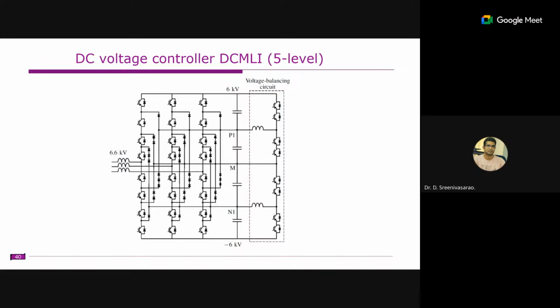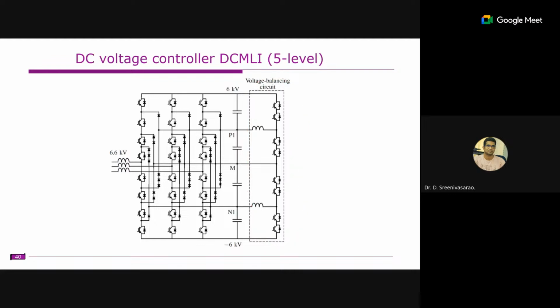This is in case of five levels. If you have four capacitors, this is 1, 2, 3, 4. So now we connected. This is slightly complex. So this entire thing is for voltage balancing.